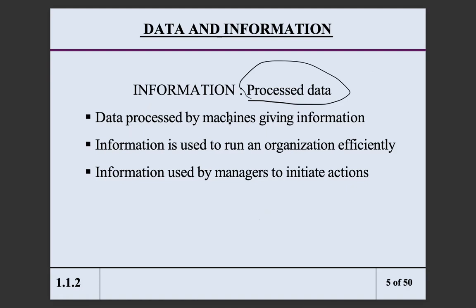Information is data processed by machines. Anyway, information means processed data. This processed data gives the information, and information is used to run an organization efficiently. Managers use this information to initiate actions as well.